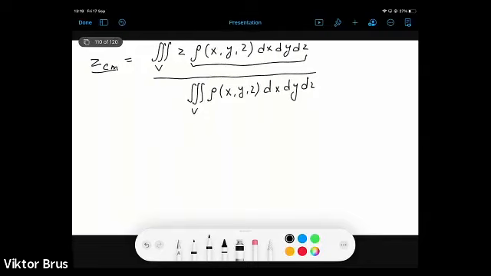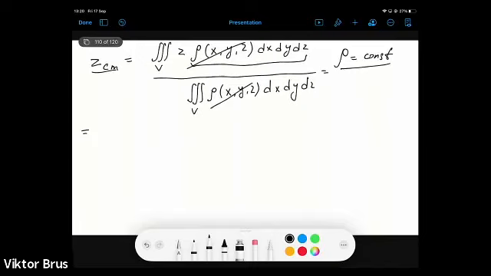Now, we assume that rho is constant. If this is true, then we can cancel this out. It wouldn't be possible if rho is not constant, because then we need to integrate. But if it's a constant, we put it out from the integrals and it will be canceled out.